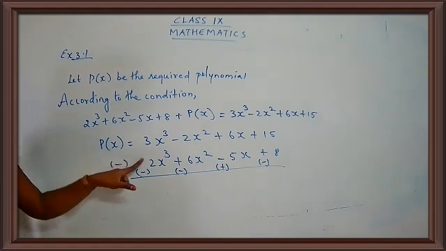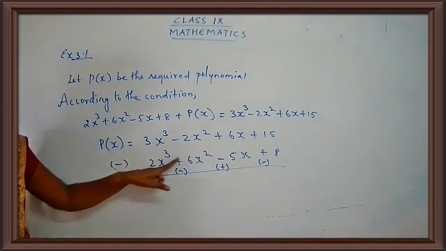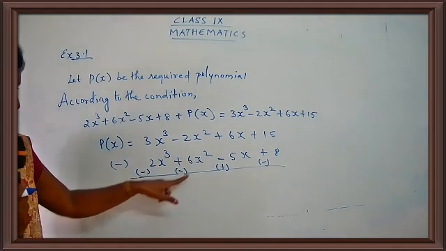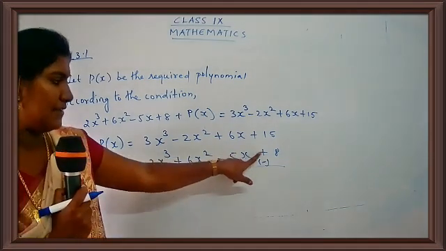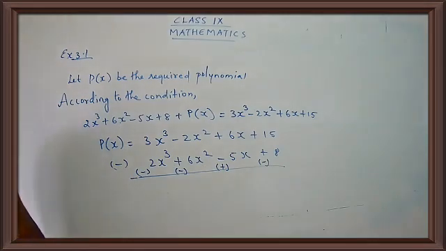This is the plus 2, so plus 2 will change to minus 2. Plus 6 will change to minus 6. Minus 5 will change to plus 5 and plus 8 will change to minus 8. So I have changed all of this, and be careful whenever you are dealing with a subtraction, you have to change the sign of the second polynomial. Be careful. Without changing the sign, everything goes wrong. So that's the important step that you have to follow.